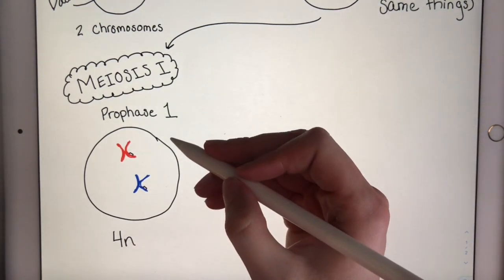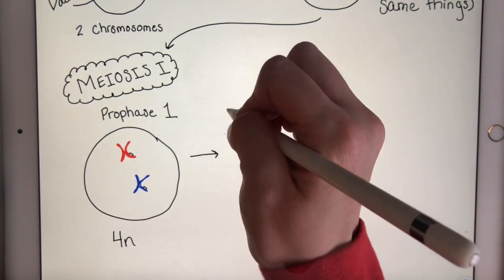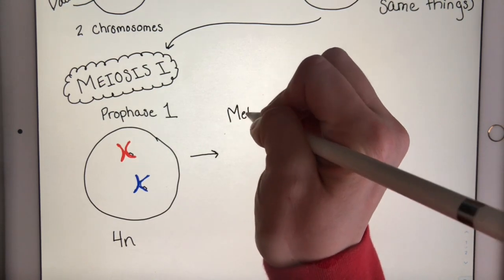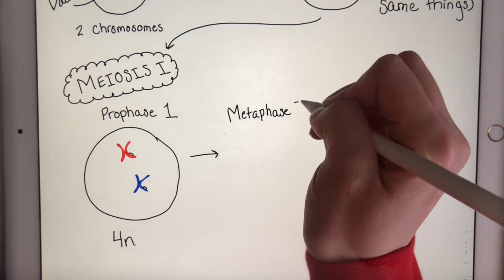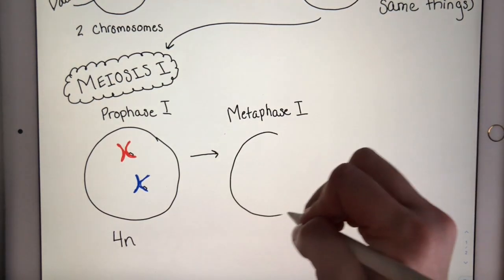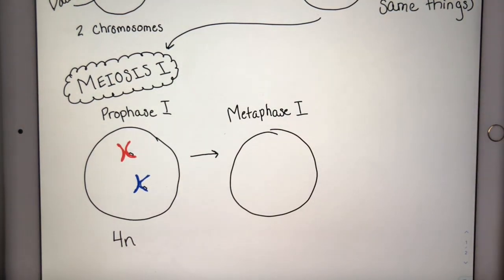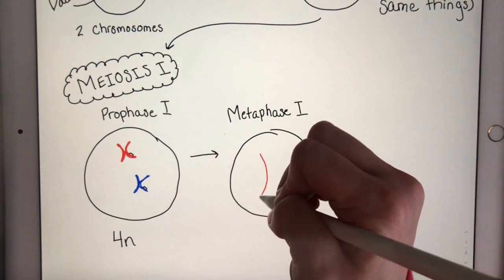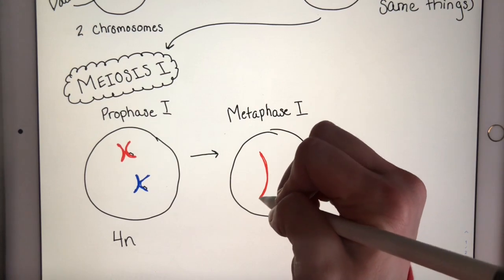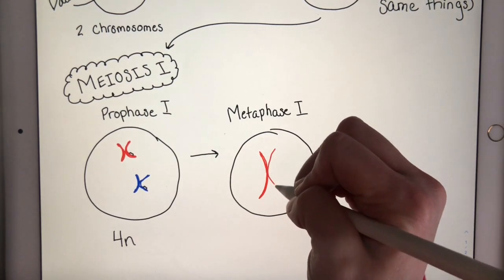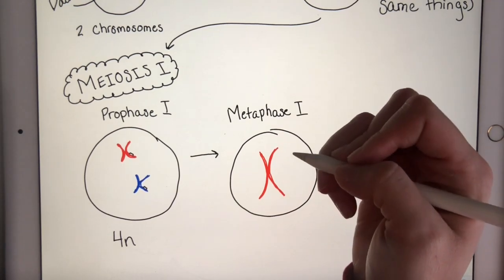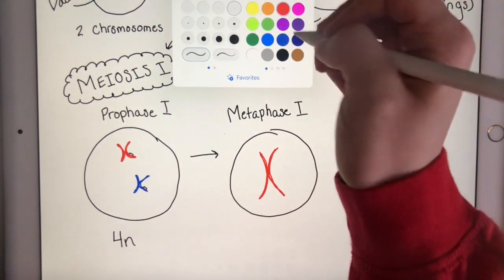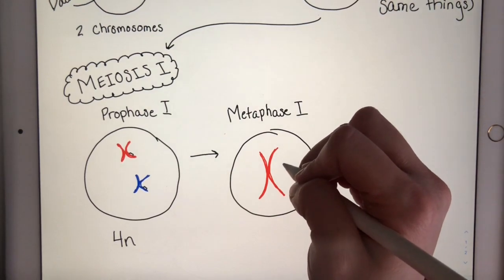After prophase, just like in mitosis, comes metaphase. And because this is Meiosis I, we're gonna call this Metaphase One. In Metaphase 1, homologous chromosomes are going to line up together. So in Metaphase 1, our homologous chromosomes are going to be side by side. I'm drawing them huge to make it easier for us to see, and there's only 2 of them.